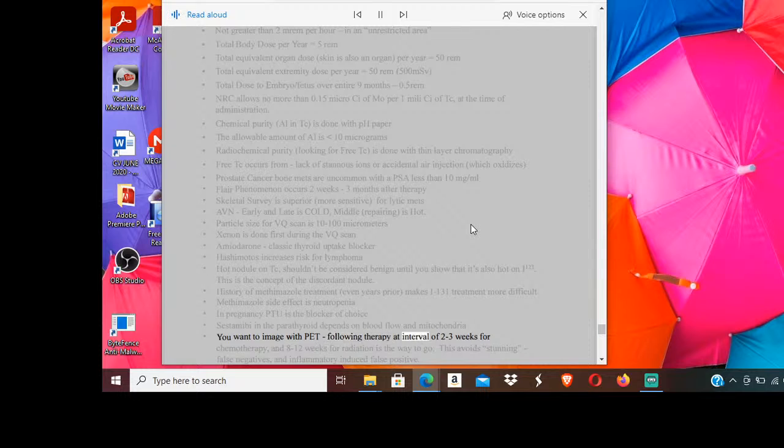You want to image with PET following therapy at an interval of 2 to 3 weeks for chemotherapy, and 8 to 12 weeks for radiation. This avoids stunning false negatives and inflammation-induced false positives.